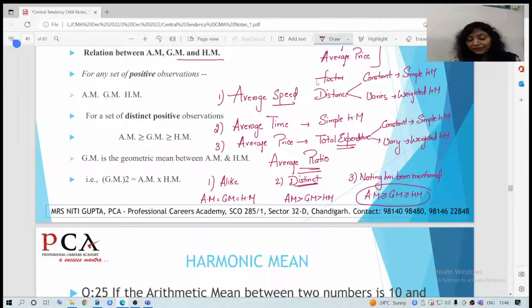So this is very tricky. Make sure you remember, if the question has said alike items, the relationship between AM, GM and HM is all three are equal. If the question says distinct items, then the relationship is AM is greater than GM is greater than HM. And third is when nothing has been mentioned about the nature of items, whether they are alike or distinct, in that case you will say AM is greater than or equal to GM, is greater than or equal to HM.